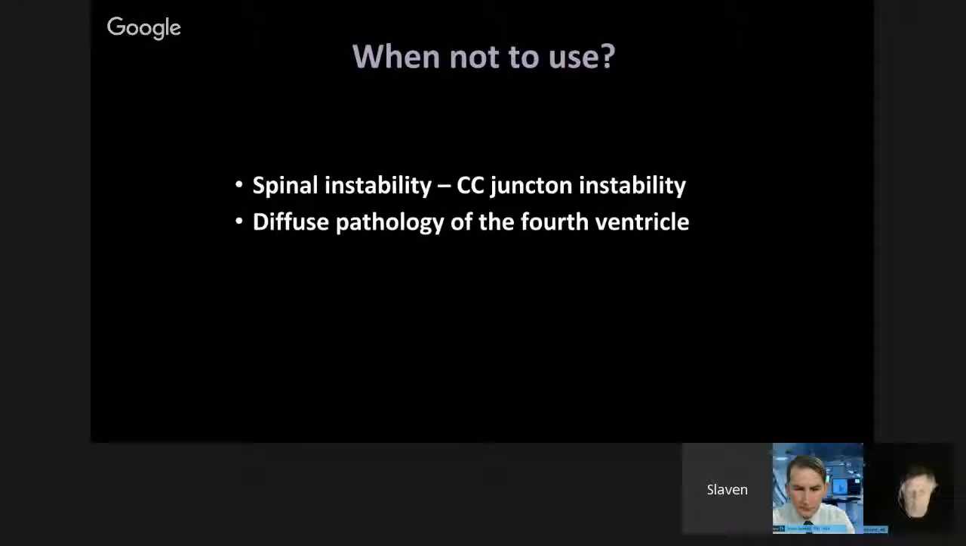This approach is not indicated in cases of spinal instability. This is very important in pediatric neurosurgery when young patients have not yet developed the ability to keep their head up, so this approach should be avoided in these situations. And of course, in diffuse pathology of the fourth ventricle, or in case of metastasis, when nothing can be done.